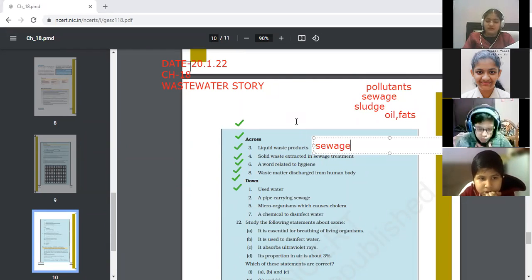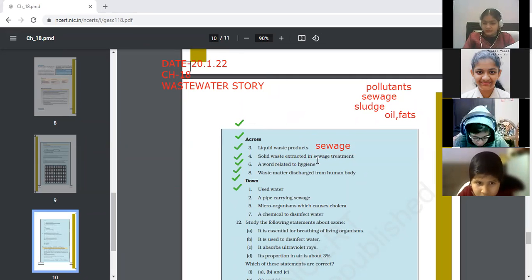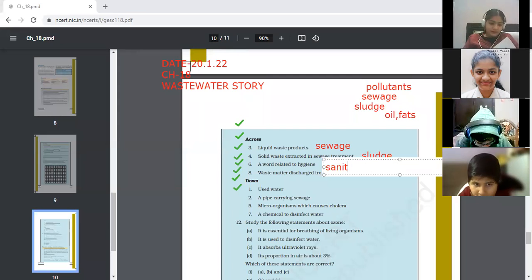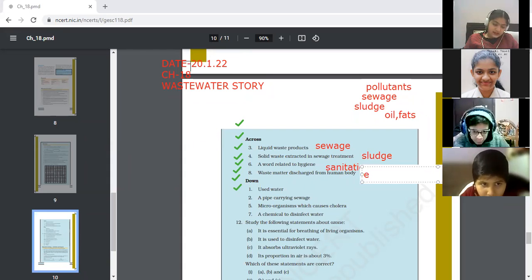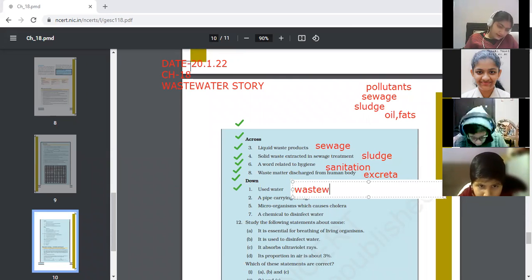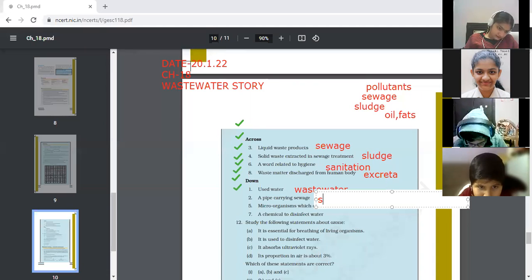I am writing it here, but you just fill it into the crossword puzzle. Solid waste extracted as a sewage treatment. This will be sludge. Sludge. A word related to hygiene. Sanitation. Wastewater discharge from human body. Excreta. Next, used water. Wastewater. Next, pipe carrying sewage. Sewer.